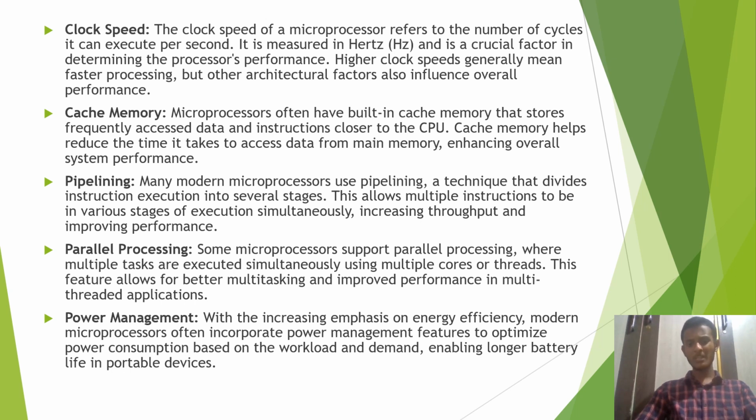Pipelining. Many modern microprocessors use pipelining, a technique that divides instruction execution into several stages. This allows multiple instructions to be in various stages of execution simultaneously, increasing throughput and improving the performance also. Parallel processing. Some microprocessors support parallel processing, where multiple tasks are executed simultaneously using multiple cores or threads. This feature allows for better multitasking and improves the performance in multi-threaded applications.